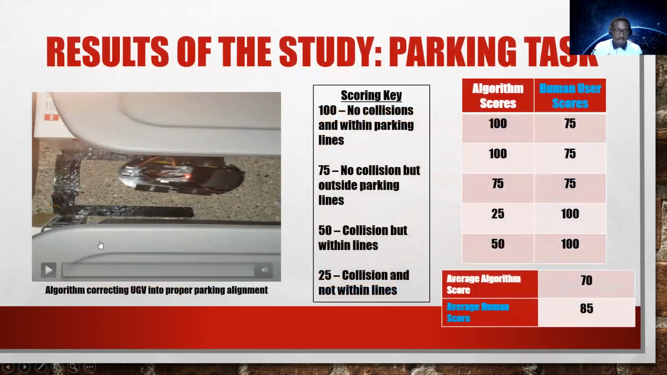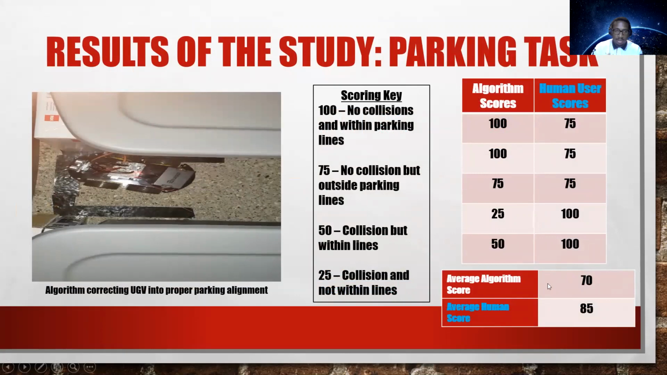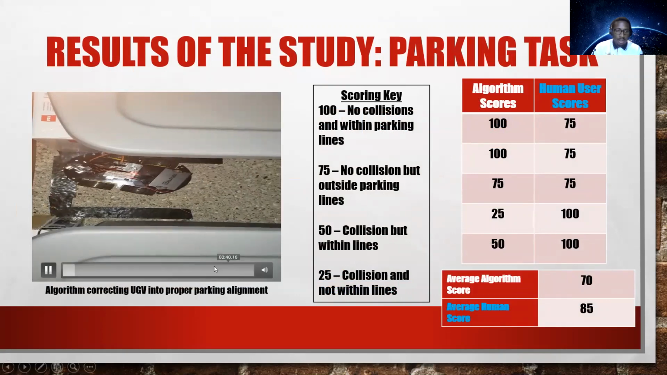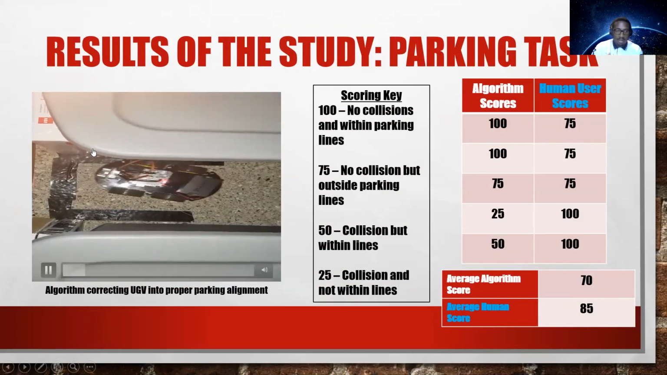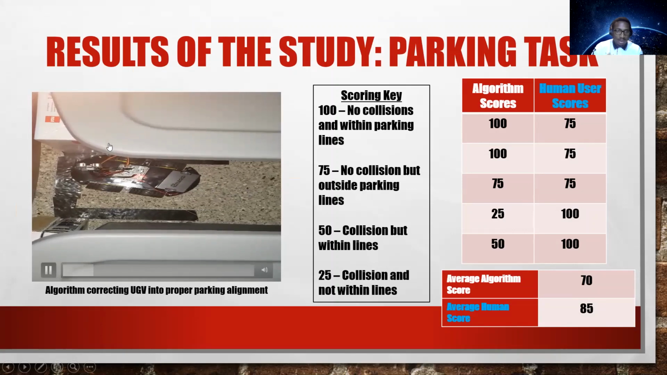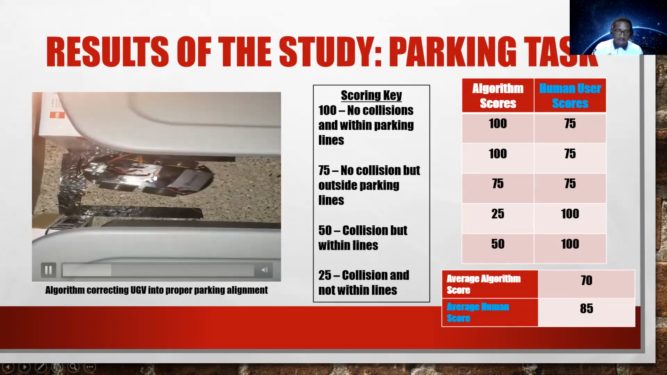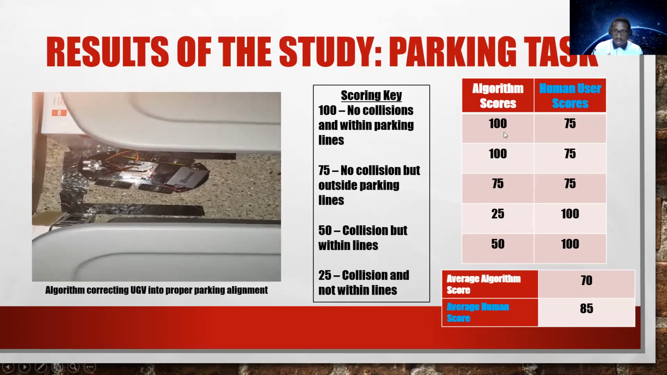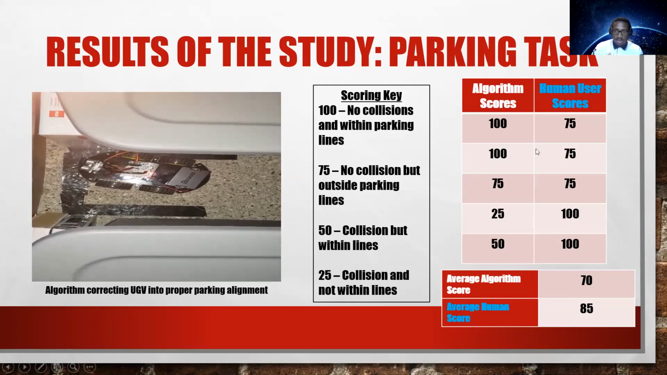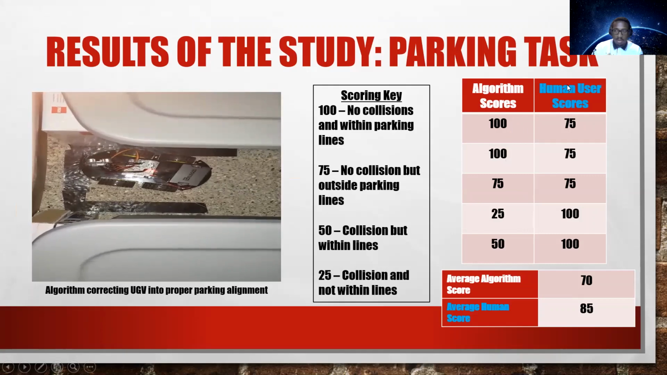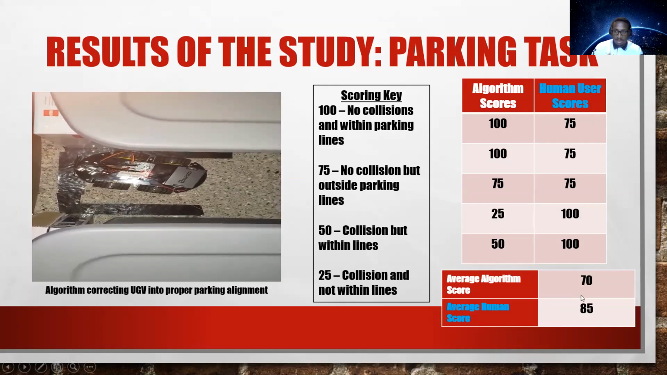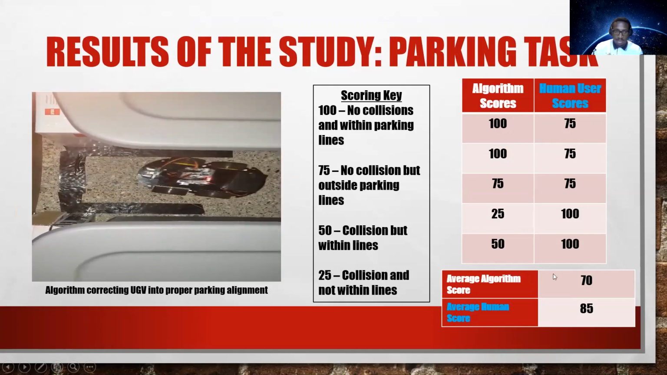Going past this, this was the actual parking task. And as you can see, at first the UGV hits the side, which is obviously not good. But as it goes forward, it's slowly correcting itself to become more aligned. And these were just the average scores for the algorithm, along with the human user scores. And this was the performance, as we could see.